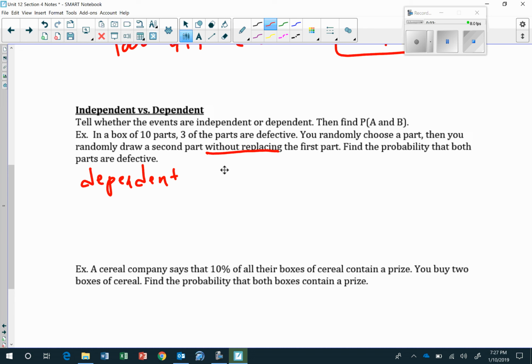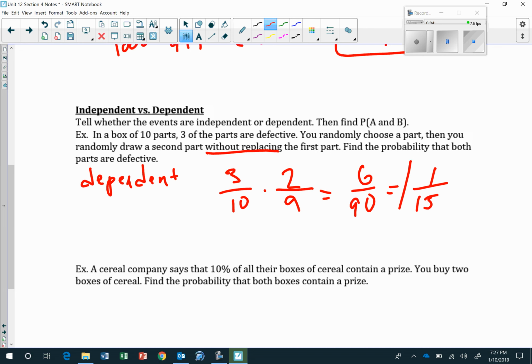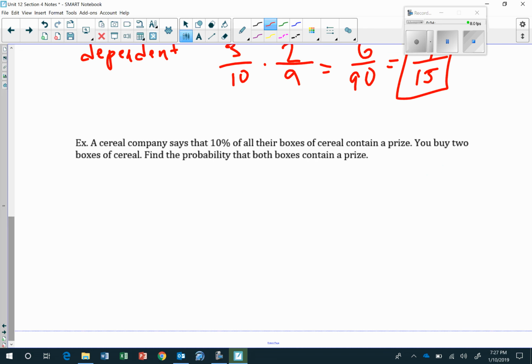So for the first time we take one out, there's 3 defective parts out of 10 total. Now, if we don't put it back, that means there's only 9 total parts, and there's only 2 defective ones that we're trying to get another one. So now we can go ahead and multiply. 3 times 2 is 6. 10 times 9 is 90. Then we can simplify that to 1 over 15. Again, that was a dependent event because it says we're not replacing that part.